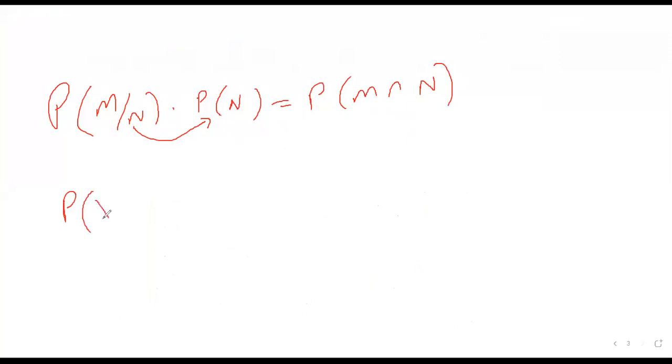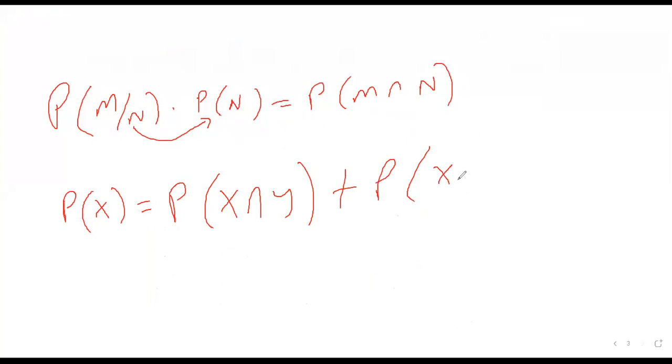So probability of X, therefore, using theorem 2, will be probability of X intersection Y plus probability of X intersection Y complement. The complement will be on which letter now? On Y. Excellent. So here it is X, and there it is Y. Alternatively, you check which letter is common throughout. It is letter X. This is what is called theorem what?